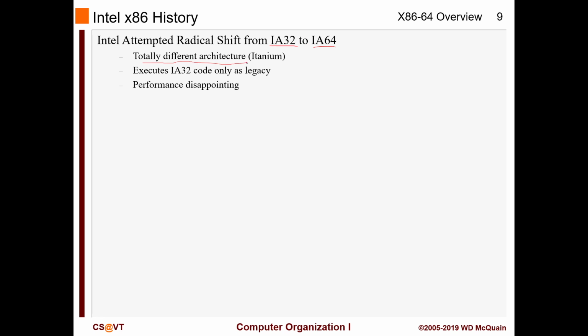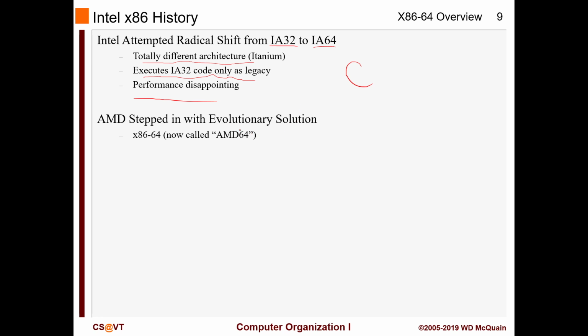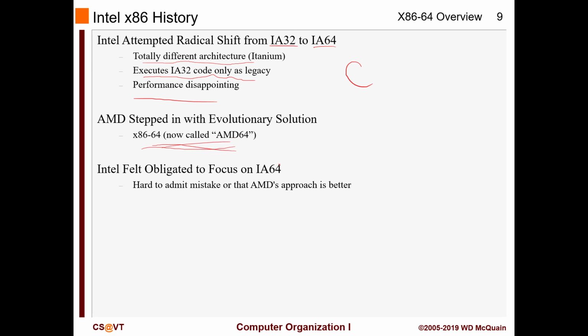It was a totally different architecture, and it executed IA32 as legacy code, like right now what we do with C, and it was very disappointing in terms of performance. So then AMD came up with an evolutionary solution, and that's why we call it AMD64. Intel felt obligated to focus on IA64 because they had to catch the market, right? But it is hard to admit the mistake or that AMD's approach is better. Intel will never admit that they were wrong.